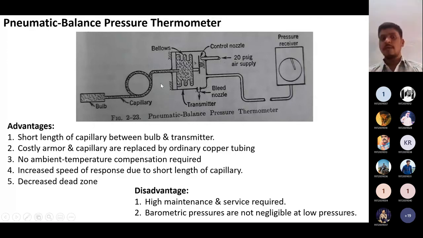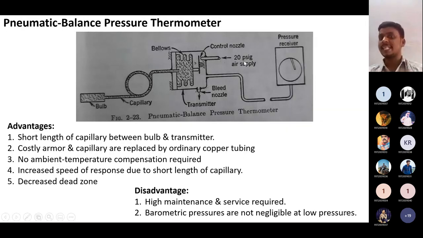So this bellows will be connected to the bulb using a short capillary. Instead of using the long armor and capillary of the previous one, a very short length of capillary will be used here. And there will be a connecting nozzle, so that an air pressure is supplied to counterbalance the pressure coming from the bulb and the pressure coming from outside. To balance that, there will be an air supply of 20 PSIG.